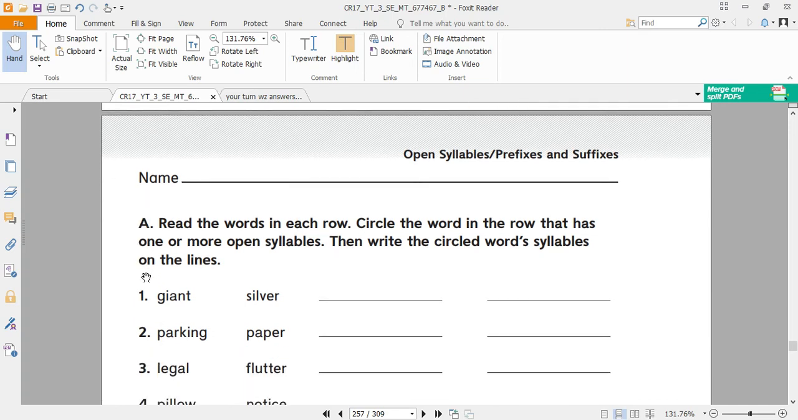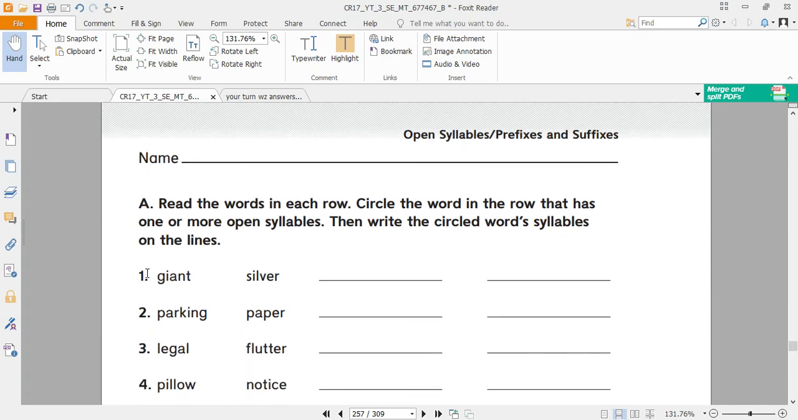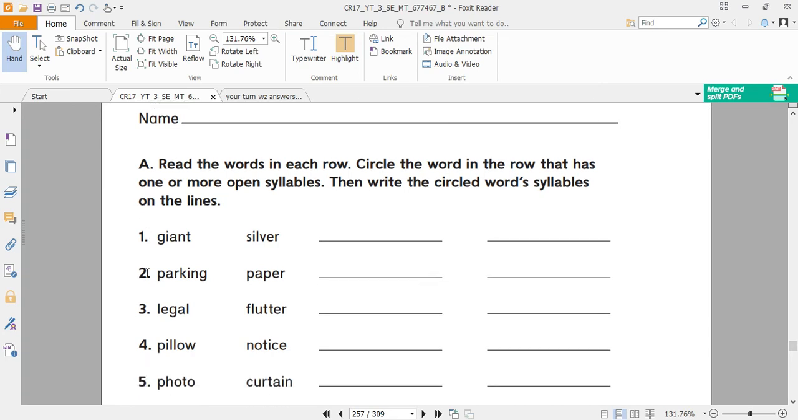Let's move to a new practice, 248. Again, we have the open syllables and we have an exercise also about the prefixes and suffixes. Let's start with the open syllable. We said that the open syllable ends with a vowel. Read the words in each row, circle the word in the row that has one or more open syllables, then write the circled word's syllables on the lines.